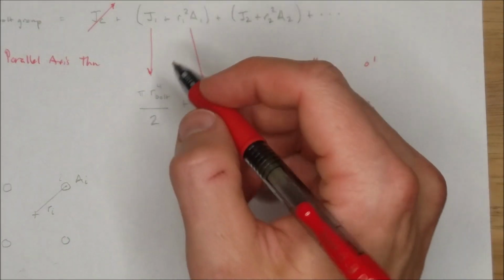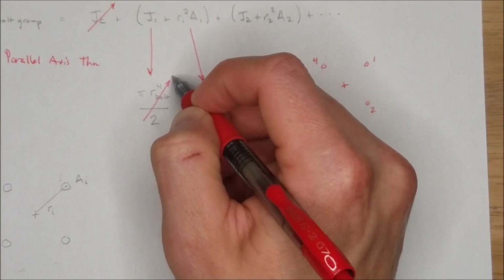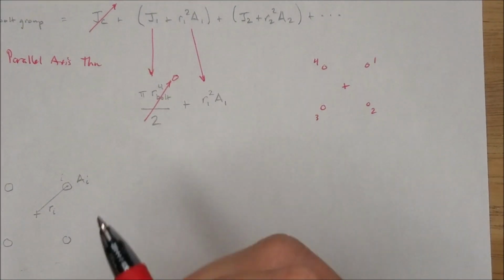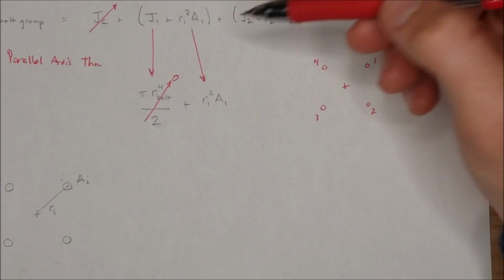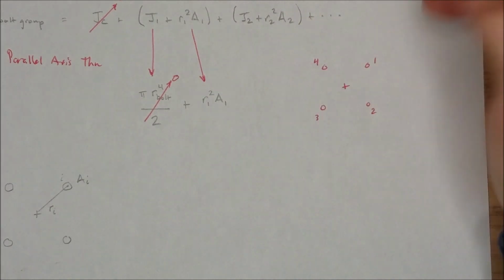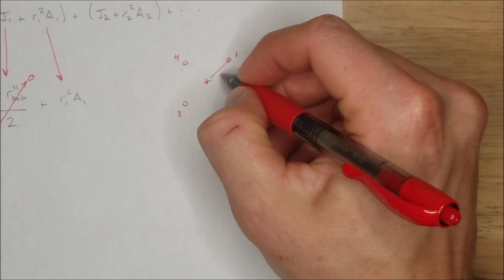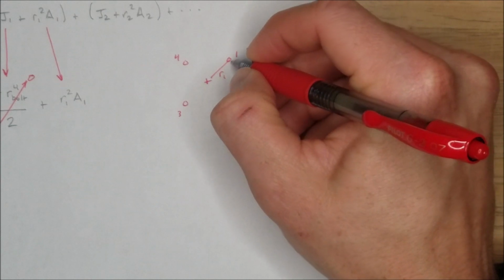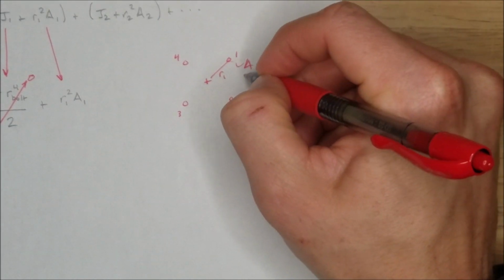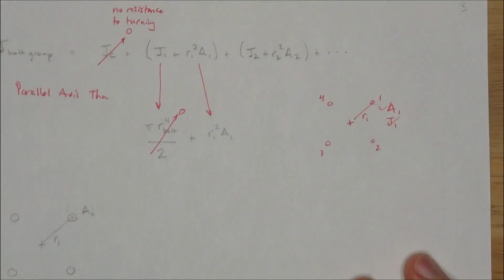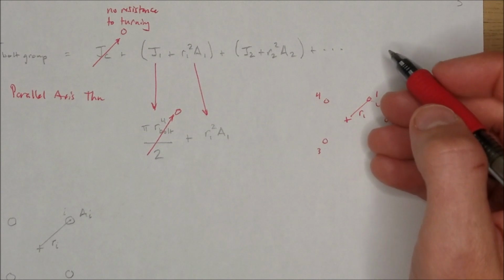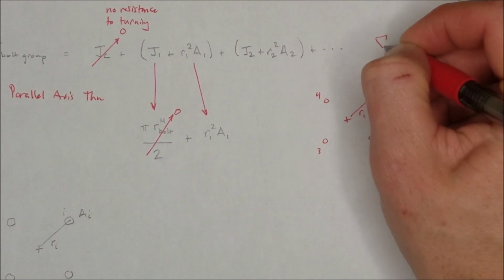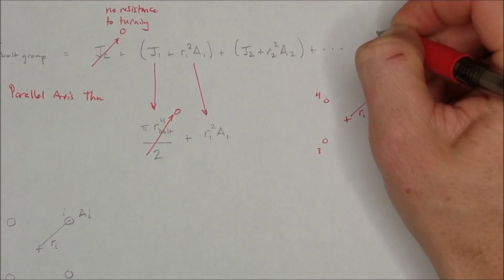Now, curious here, this goes to 0, too, because bolts don't have resistance to turning inside of their holes. That's the purpose of a bolt. So that leaves us only with the R1 squared A1 term. R1, and we're going to have an A1, and also a J1, but we've seen that that goes to 0. And we're going to write a term for every fastener in the bolt group. So on, and you're going to end up with a doozy of a term like this.